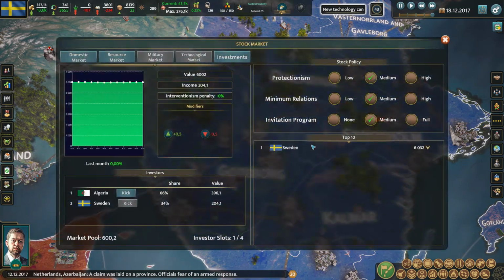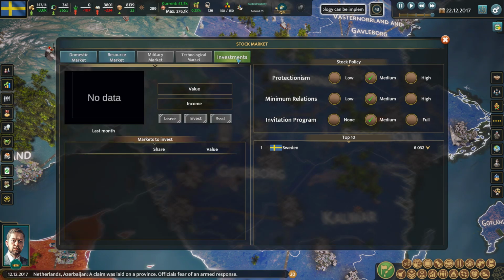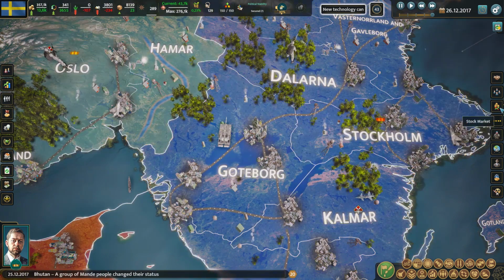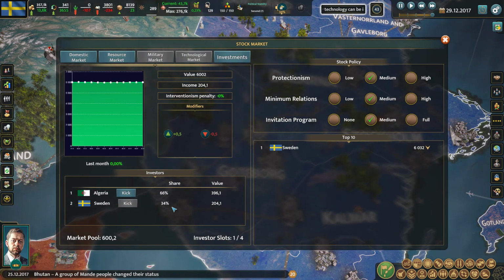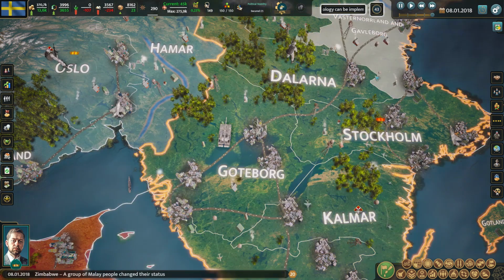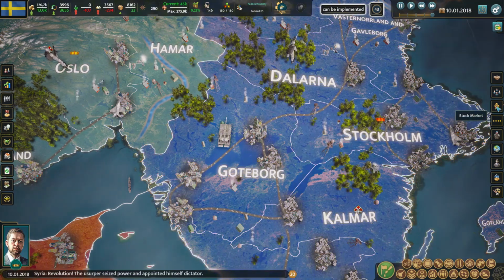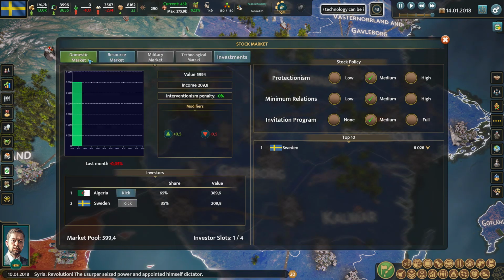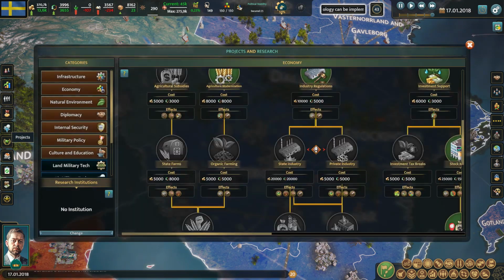Another important part of economy is your stock market. You grow it and evolve it via contact with other countries. You have a certain amount of slots for the investors. So the more stable the country is, the better for you. The more value you can get out of this. The same goes for the improvements. You unlock new slots, you unlock new markets via your projects menu.